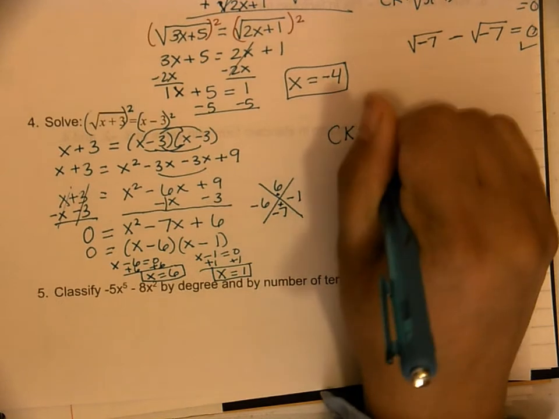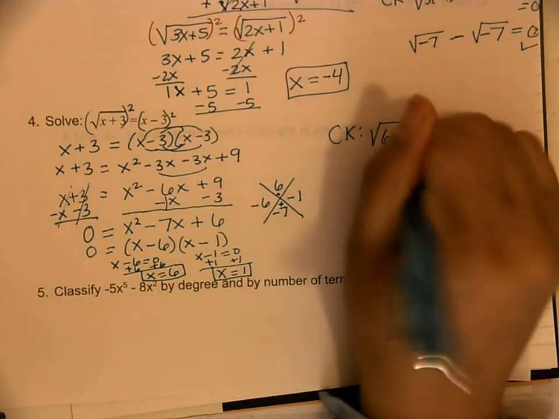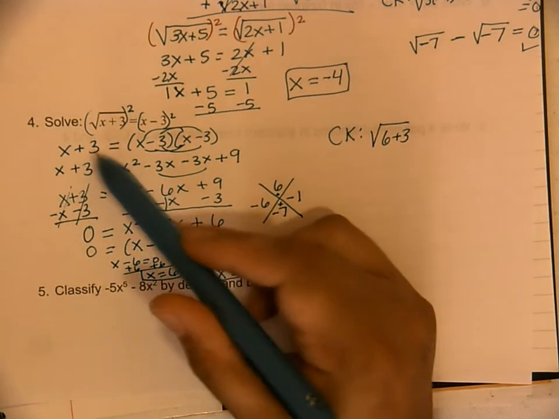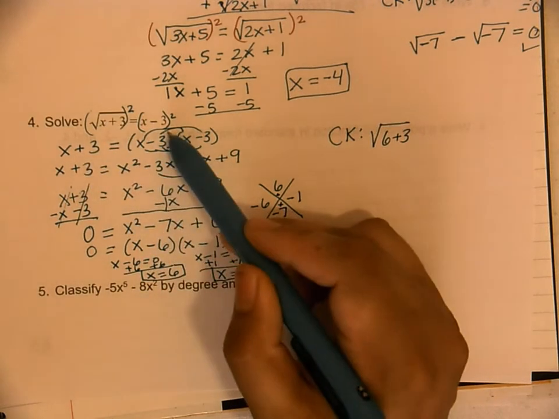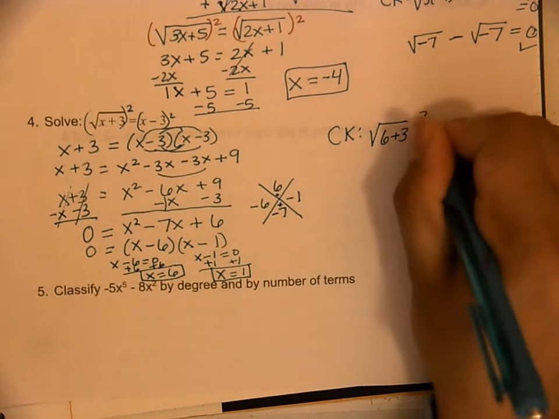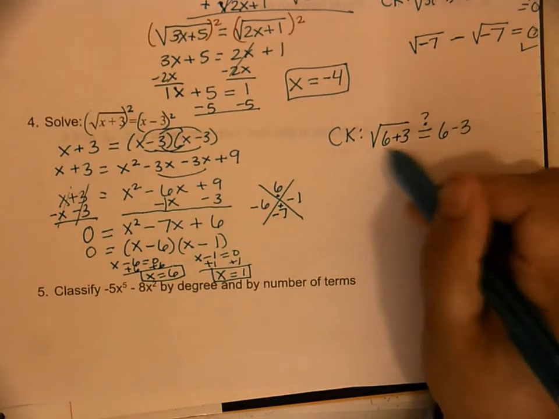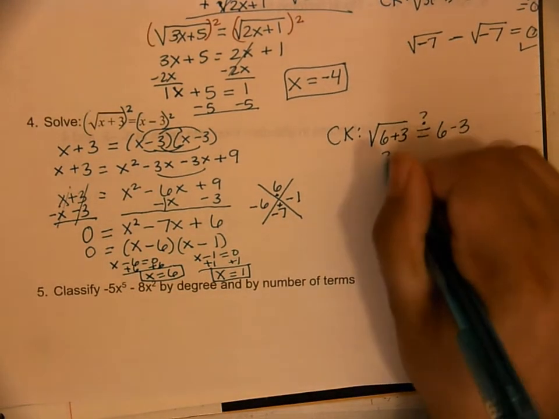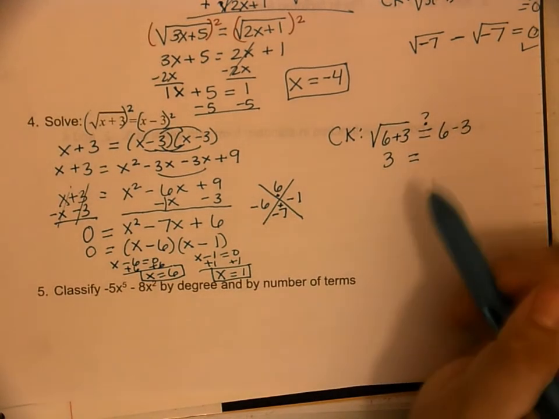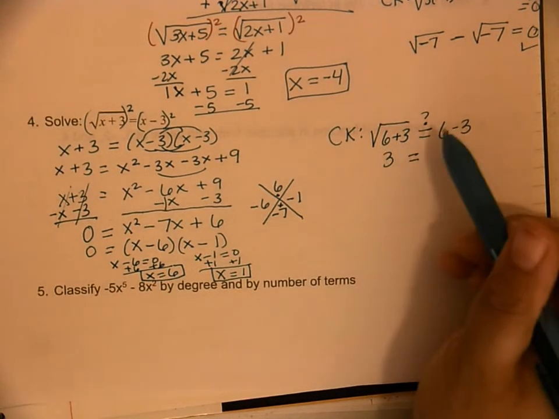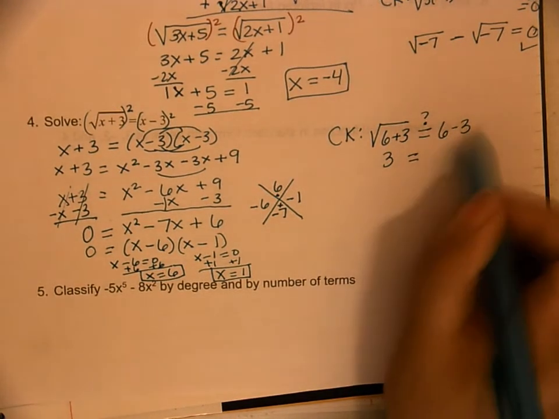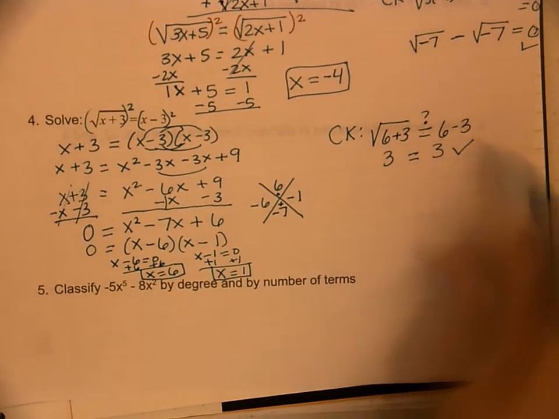So we have square root of 6 plus 3. So I'm starting with the 6, substituting it in for x everywhere I see an x. And we're asking, does it equal 6 minus 3? So square root of 6 plus 3 is square root of 9, which we know is 3. You can use your calculator for that, or you can write down square root of 9 first. 6 minus 3 is 3. Now those two things definitely equal each other.